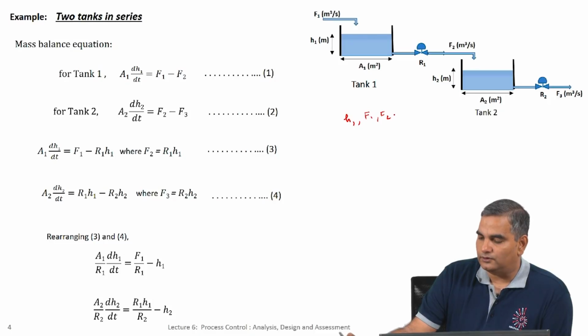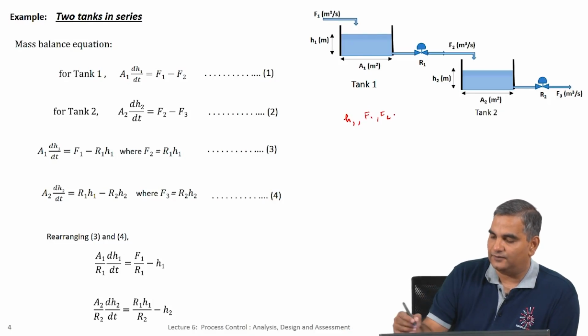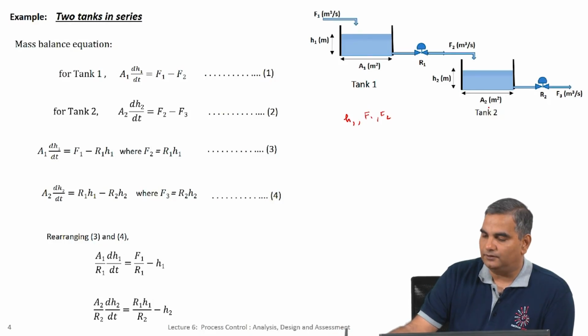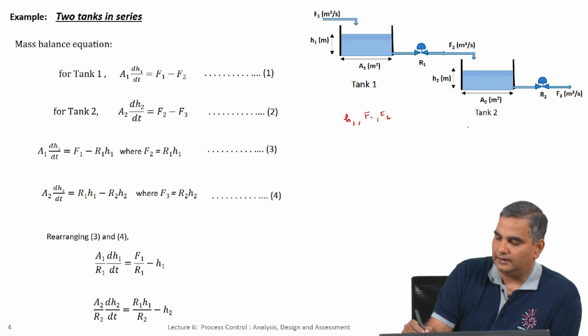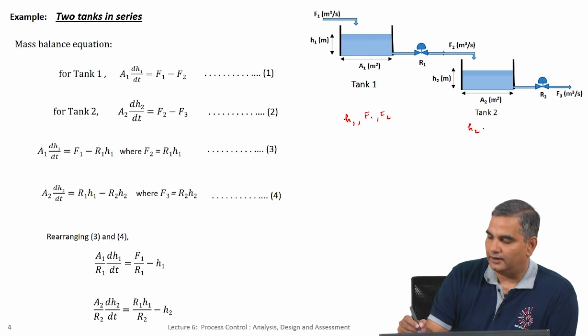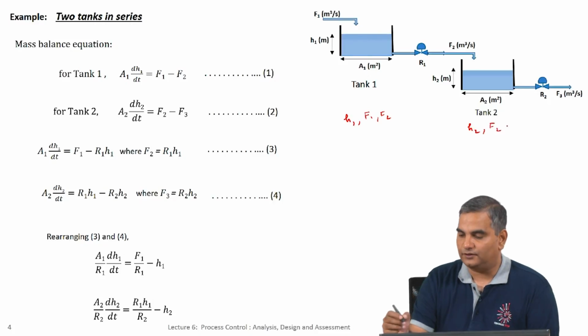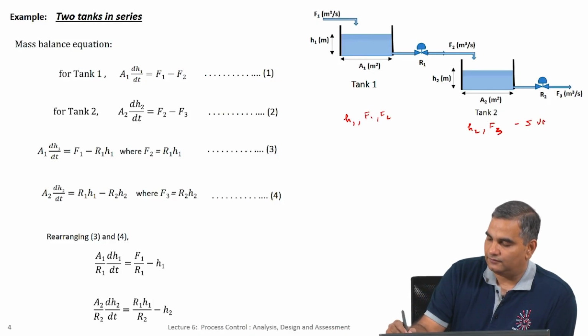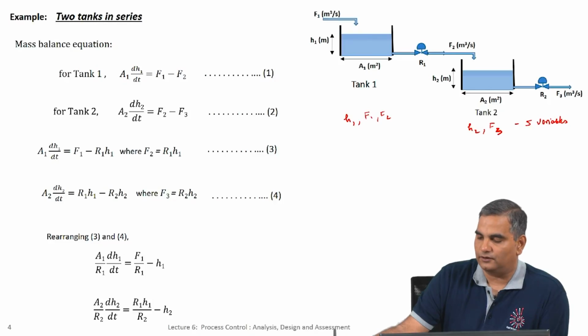I do a similar exercise for the second tank, and when I come here, I do notice that I already have a variable for the inlet. So, I have to only add two more, H2 and F3, which is the flow out of the tank. So, if you collect all of this, as of now I have 5 variables. So, like before, remember I need to look at enough equations for these variables.